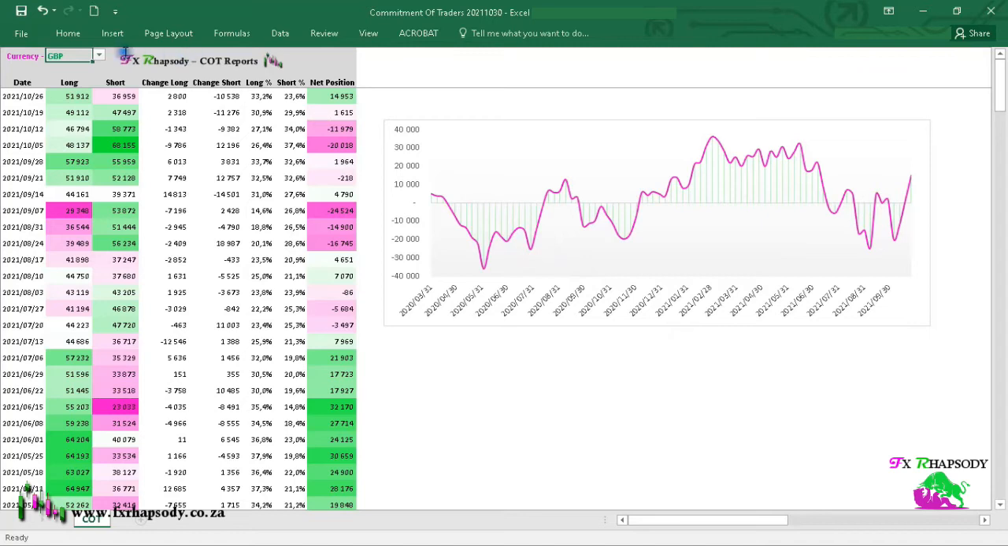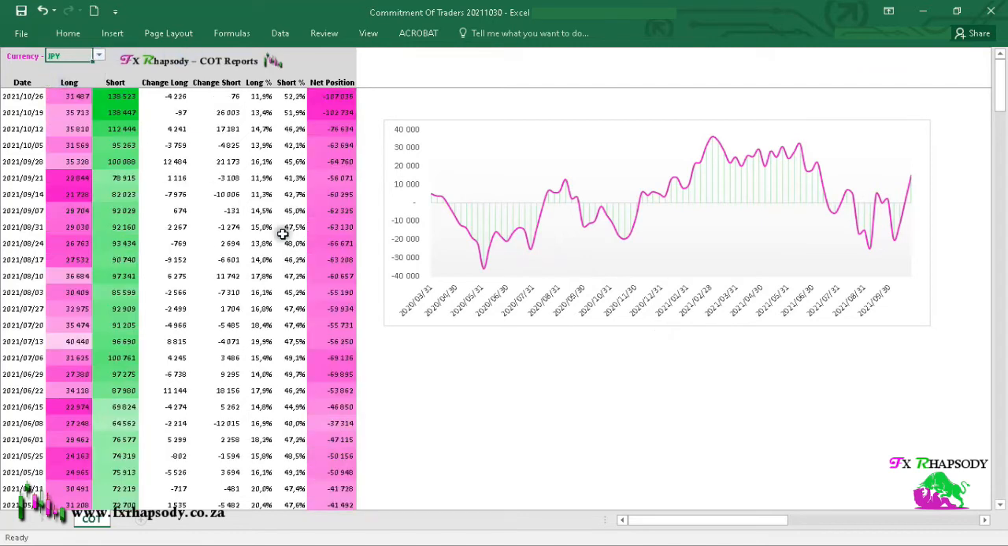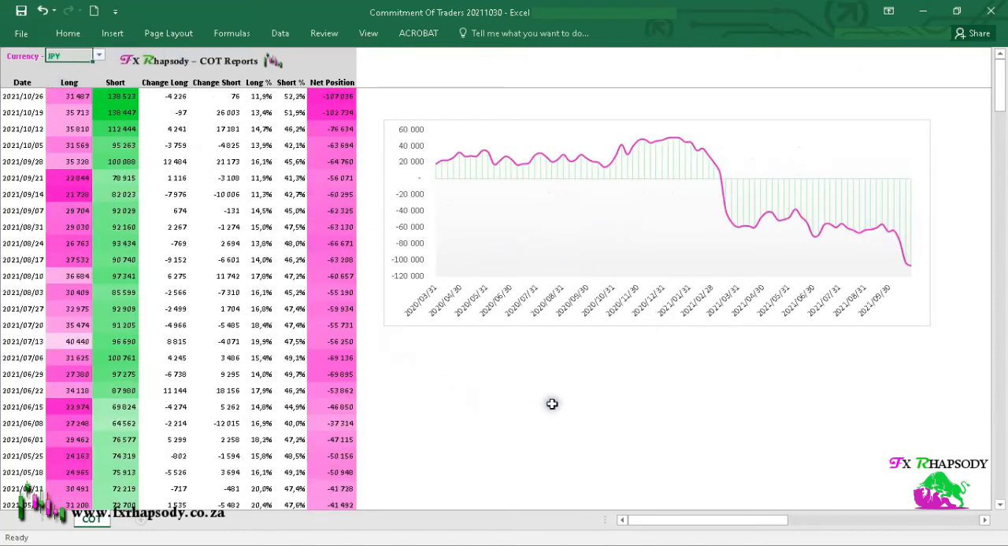So you'll see this now in Japanese yen. With the Japanese yen, you can see the net positions. Obviously, we know this. It's been shot. I mean, come on, they have been selling off the yen like crazy, as you can see over here. It started off at the end of January, beginning of February, and it just tumbled.